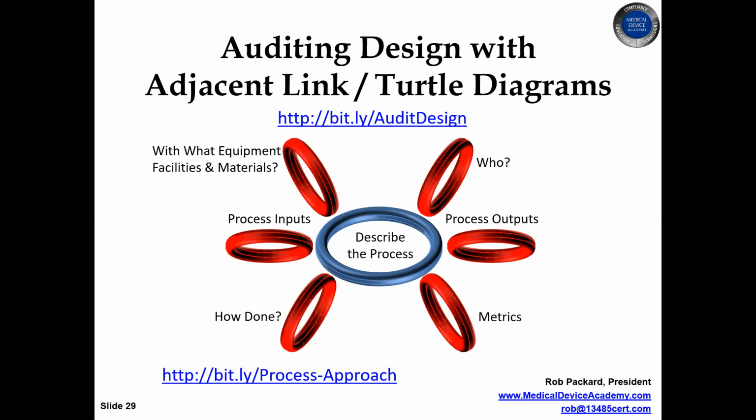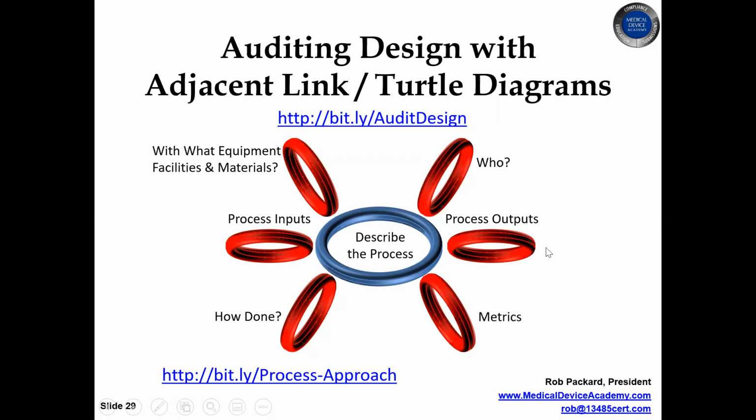This here is a diagram that I created for a model that I came up with for auditing. It's a little different from what everybody else uses. You might be familiar with turtle diagrams, and I actually have a whole webinar about turtle diagrams and the process approach to auditing. In there, I explained this model. It's the adjacent link diagram. The adjacent links are these blue links. So you would have design, purchasing, production process, receiving inspection, final release of product, and then customer service. Those would all be the blue links.